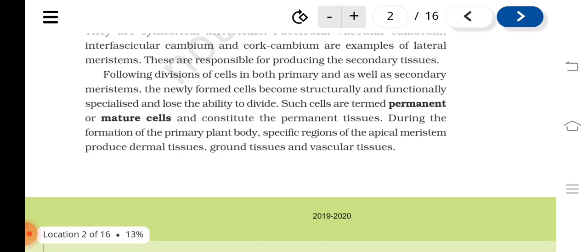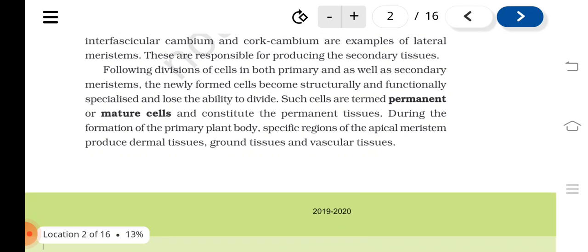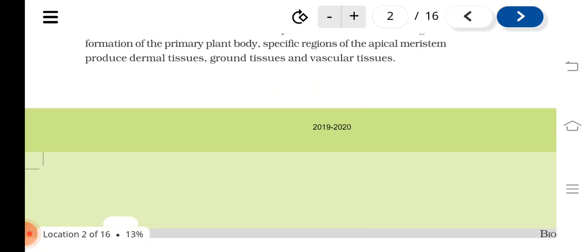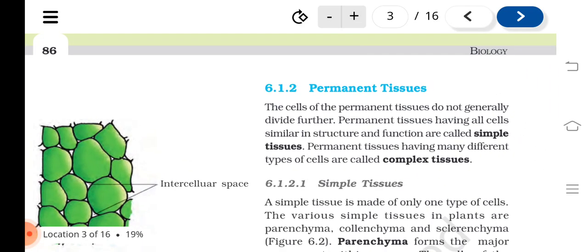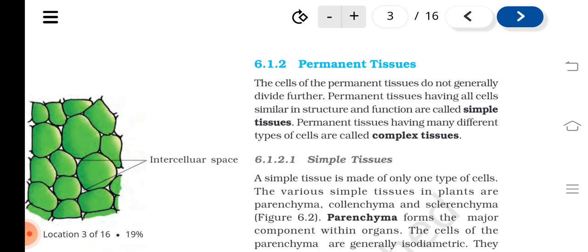Following divisions of cells in both primary as well as secondary meristems, the newly formed cells become structurally and functionally specialized and lose the ability to divide. Such cells are termed permanent or mature cells and constitute the permanent tissues. During the formation of the primary plant body, specific regions of the apical meristem produce dermal tissues, ground tissues and vascular tissues. Now, permanent tissues.